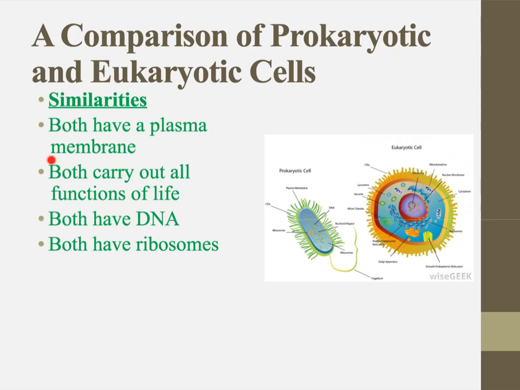Okay, they both have a plasma membrane or a cell membrane. They both carry out all the functions of life: metabolism, growth, okay, all of those good things. Both of them have DNA. Their chromosomes don't look the same, but their DNA is pretty similar. And they both have ribosomes. Okay, so it's important to know that they're not so totally different. Okay, they do have a lot in common.